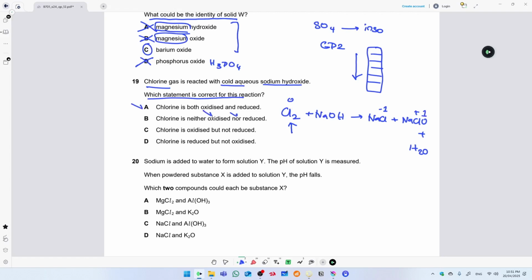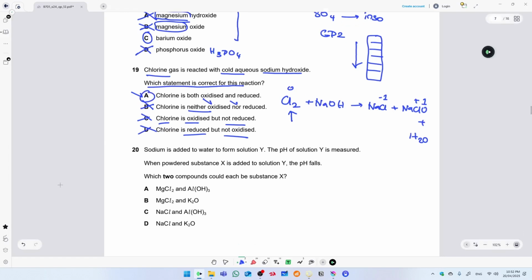Let's look at the other options. Neither? No, it is. Chlorine is oxidized but not reduced? No, it is both. Reduced but not oxidized? No. Okay, so A is the answer for sure.